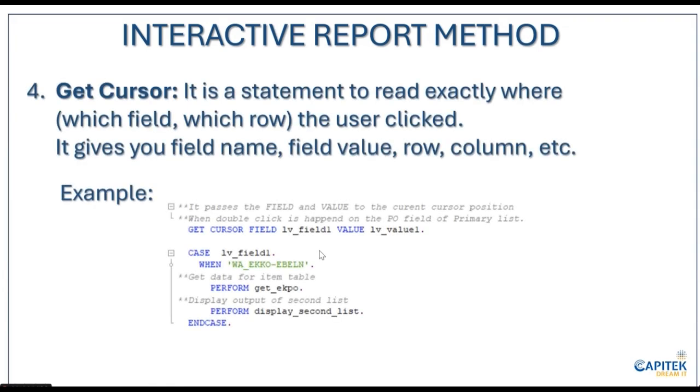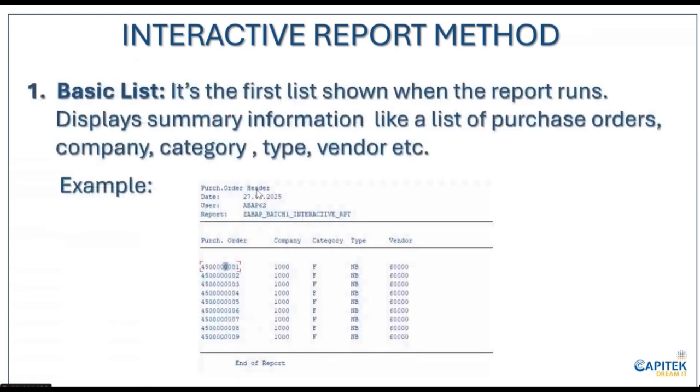And the other technique is the get cursor technique. Using the get cursor technique, we can get the column information. It means on which column the user has clicked. For example, you can see here, purchase order is there, company is there, company code is there, category is there, type is there, vendor is there.